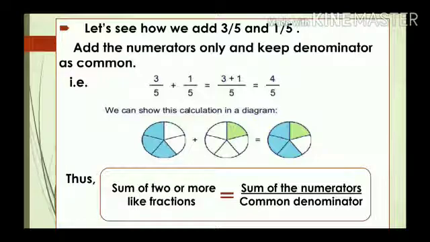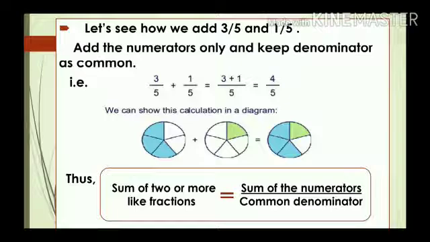That is, 3 upon 5 plus 1 upon 5 is equal to, here you have to add the numerators 3 plus 1 and keep the denominator common. So 5 is common in both, so we take 5 only. Now add 3 plus 1, so it is 4, and 5 again you have to write. So the answer is 4 upon 5.